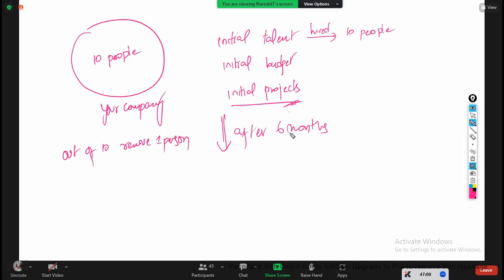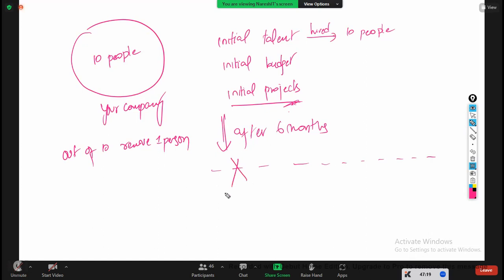Simple. Now, after 6 months, you want to remove one person. What are you going to do? You identify the talent of the 10 people separately. And whichever person presently has the lowest talent, that particular person you are going to remove.